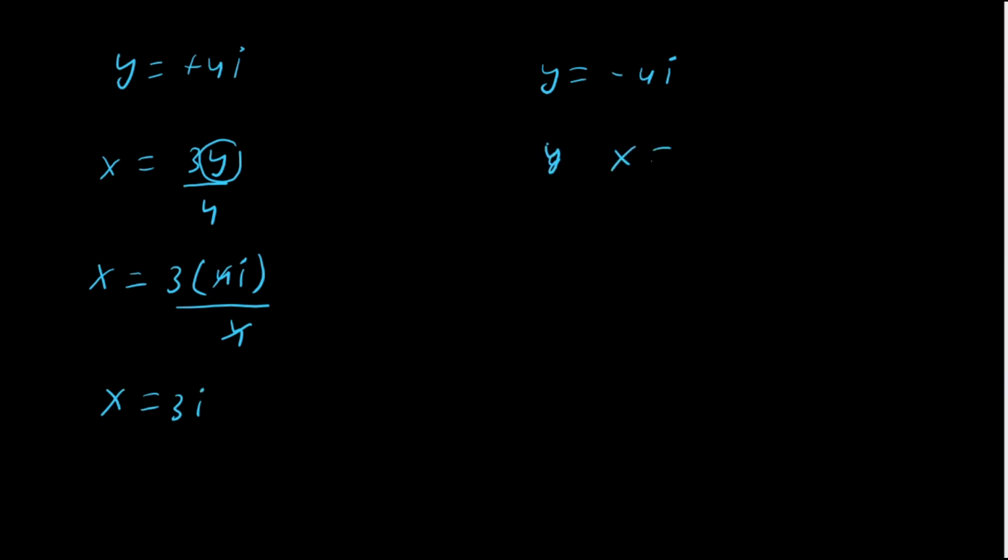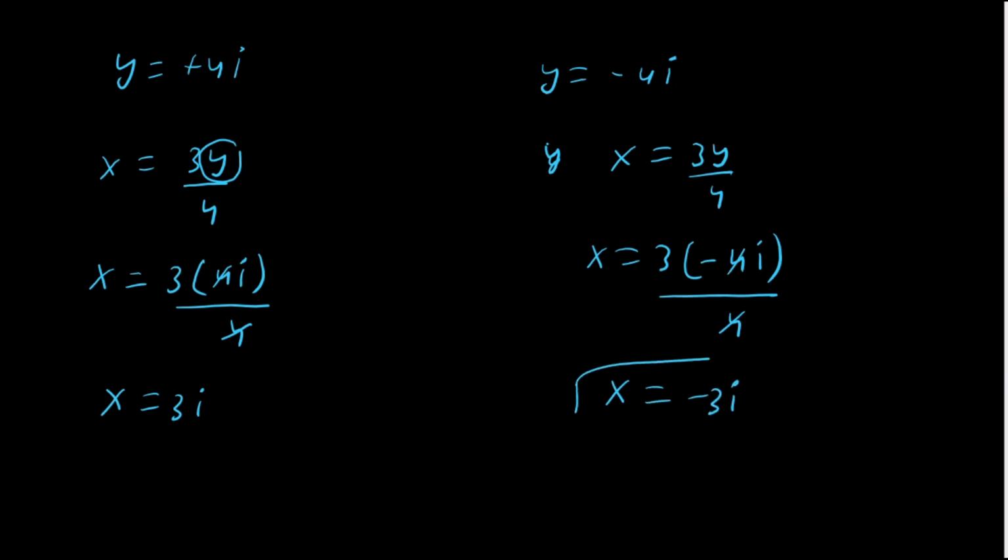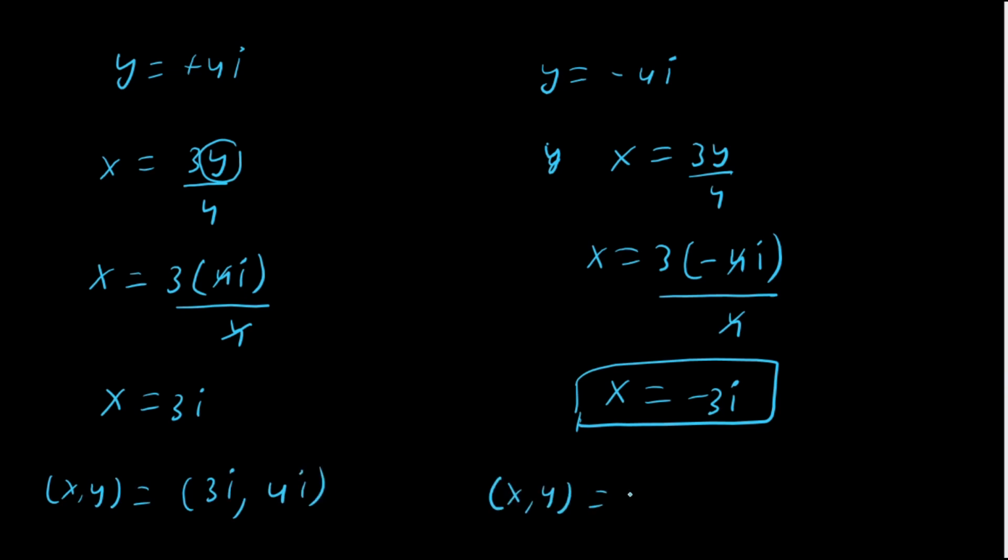And x is equal to 3 times y over 4, then x is equal to 3 times y replaced by minus 4 times i and divided by 4. Then this 4 and this 4 cancel out, then x is equal to minus 3 times i. Here two complex solutions, x comma y is, if x is 3i then the value of y is 4i, and if x is equal to minus 3i then the value of y is minus 4i. This is our final answer.